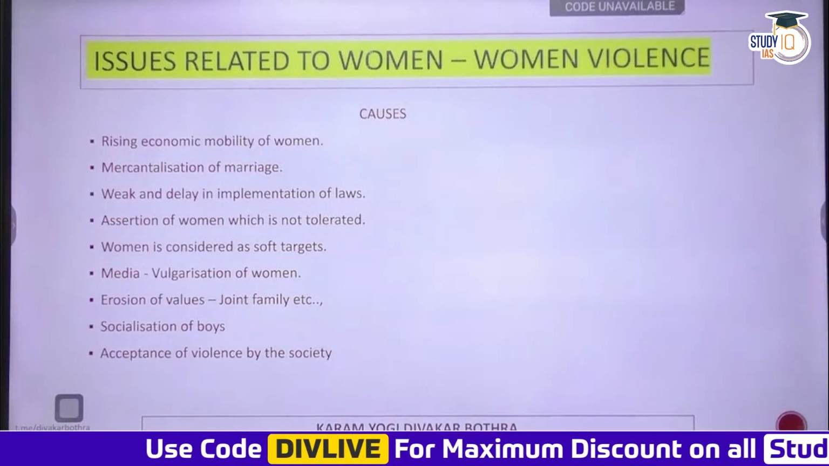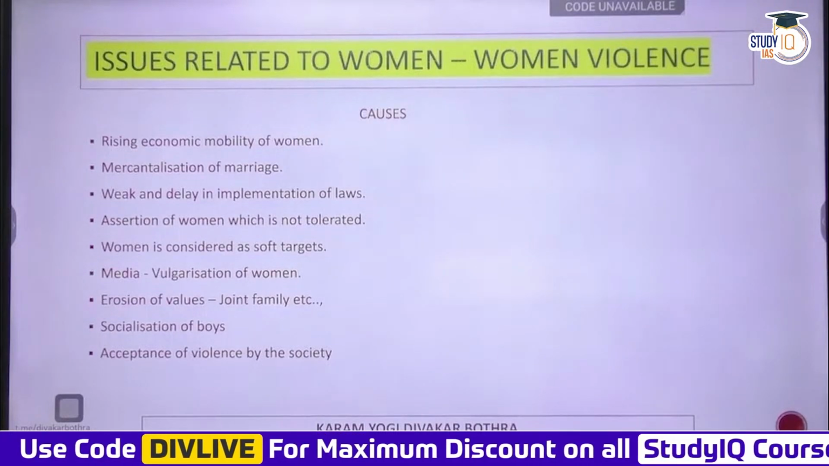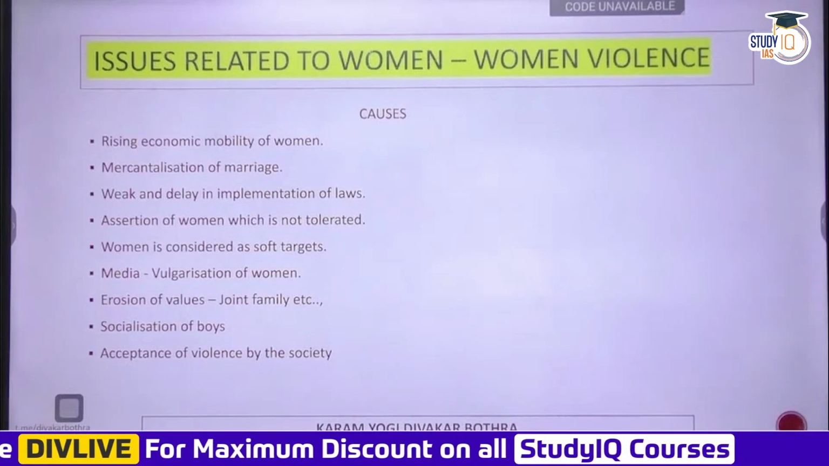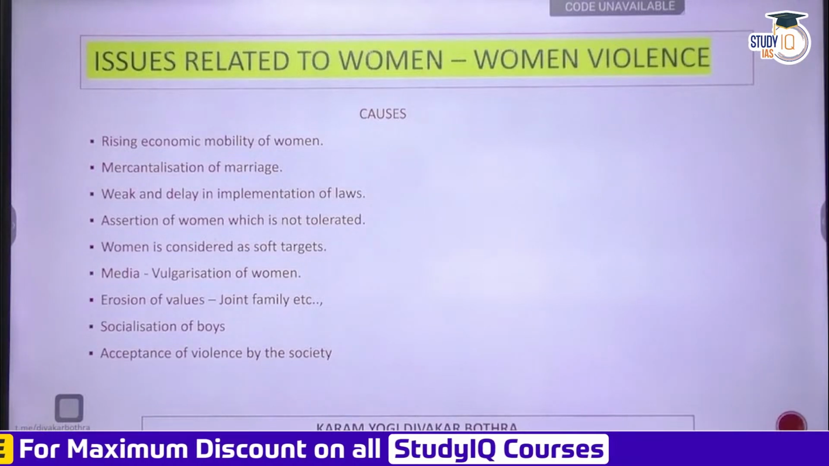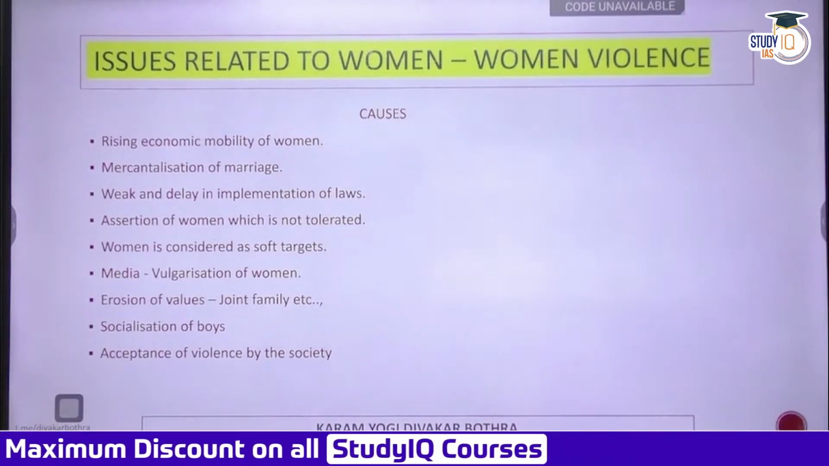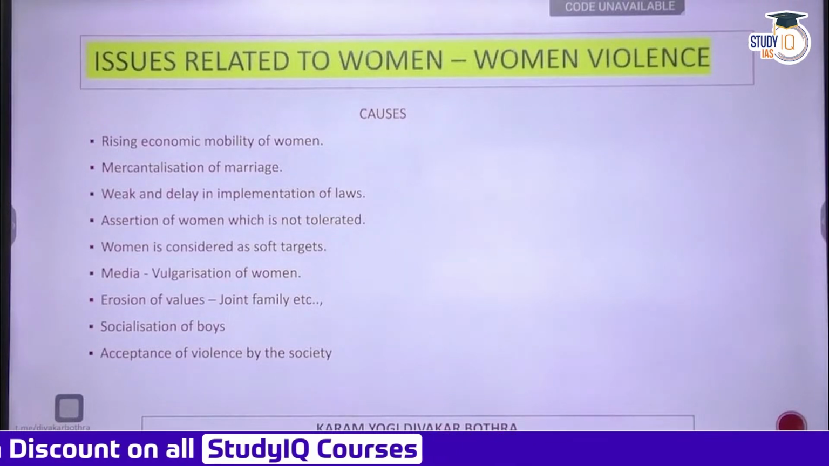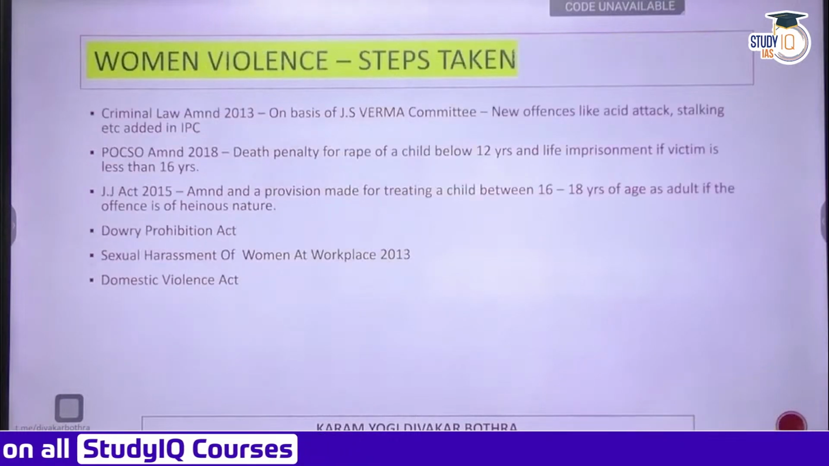Last one, acceptance of violence by society. As I said in the initial part of this lecture, when I started this topic, violence against women is there because society accepts it. If the acceptance does not exist, then there would definitely be punishment, and that would definitely deter such activities of violence, be that psychological or physical.